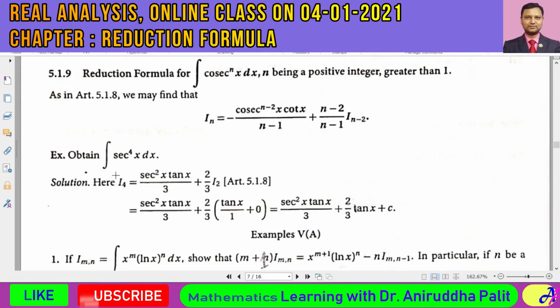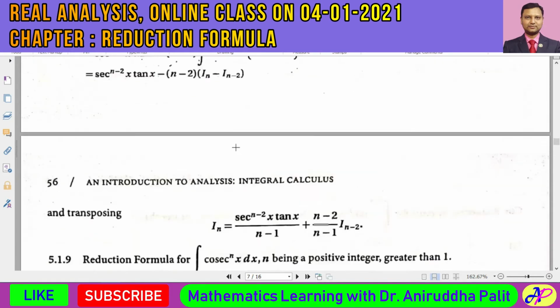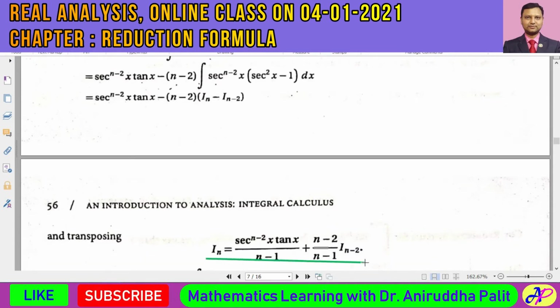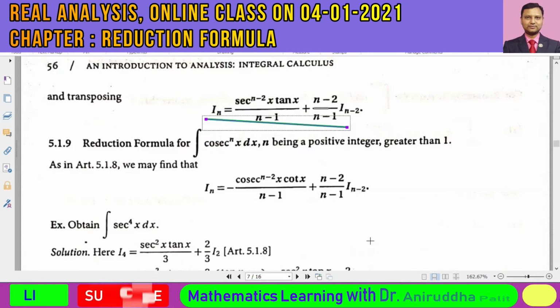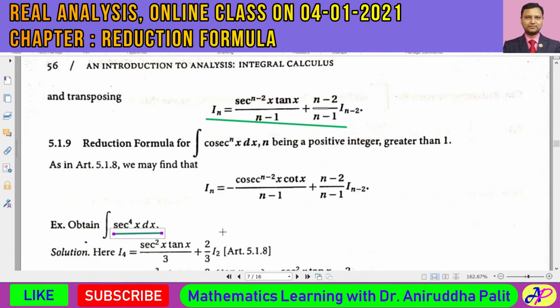Some examples have already been discussed over here. You can go through this example. This is the reduction formula for sec to the power of n. With the help of this reduction formula, we can compute the expression of sec to the power of 4 x dx, maybe sec to the power of 5 or sec to the power of 6. This kind of expression can be computed.